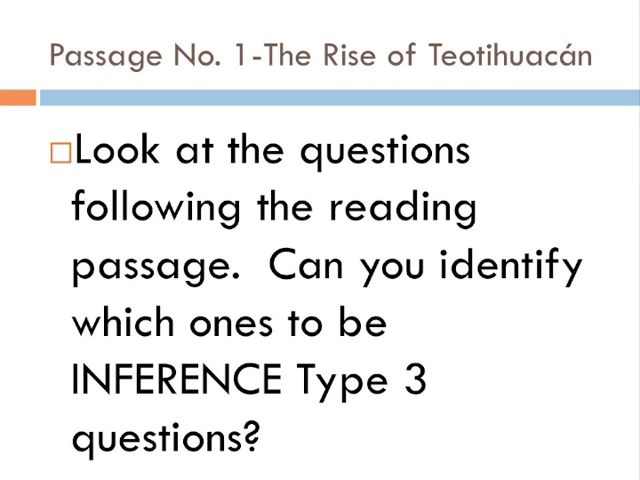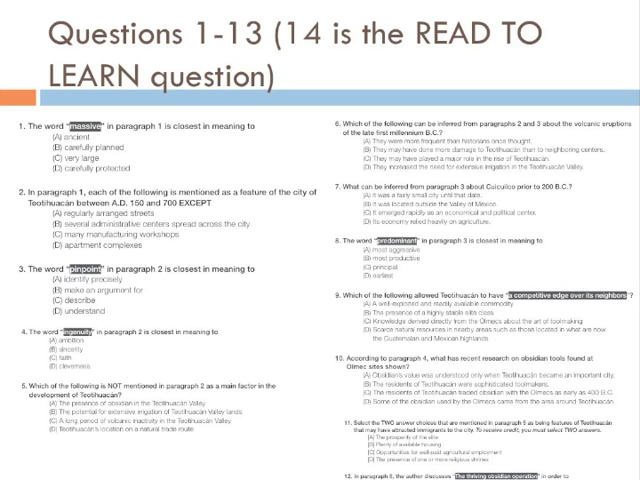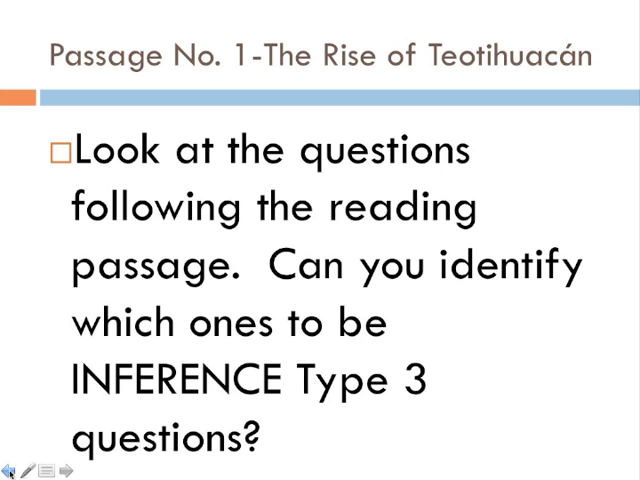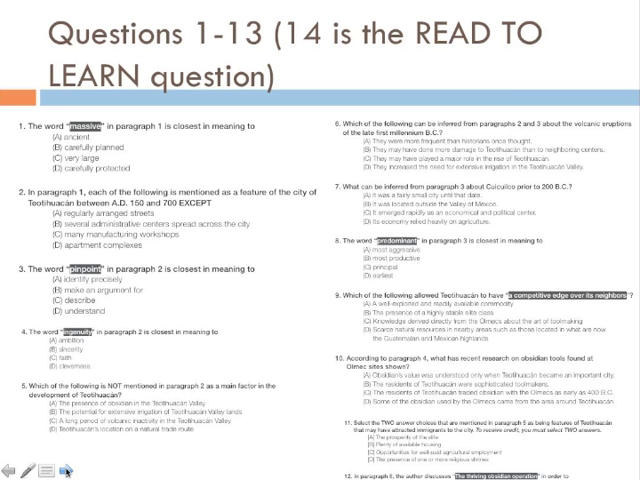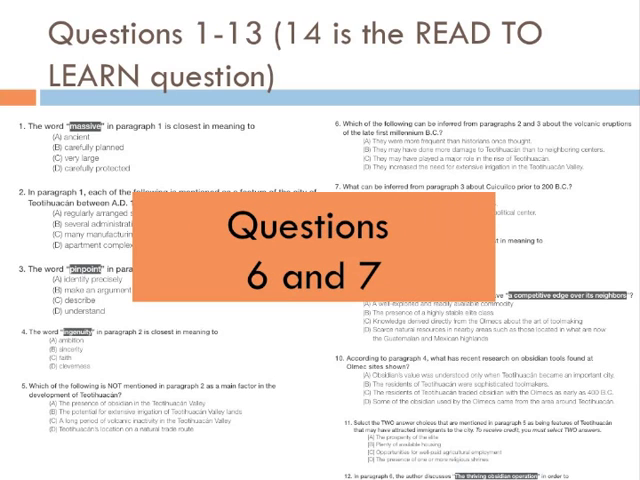Now we're looking again at passage number 1, the Rise of Teotihuacan. As we look at the questions that follow the reading passage, can you identify which ones we would consider to be inference-type questions? Looking at the questions, and again there are 14 of them, 13 of which we really are going to pay attention to right now, which one or ones seem to be involved with the idea of inferring information? Take a look at the questions. Well, in this case, we're looking at questions number 6 and 7.